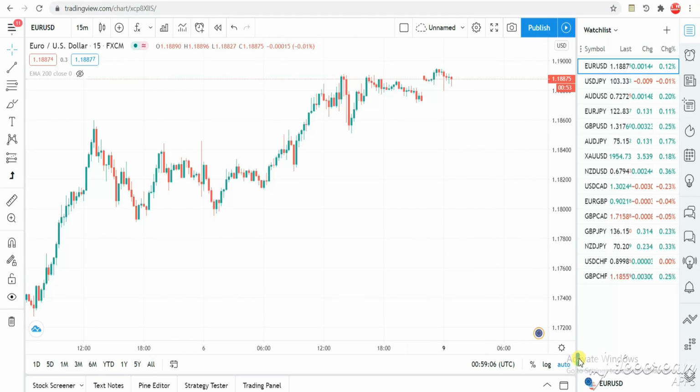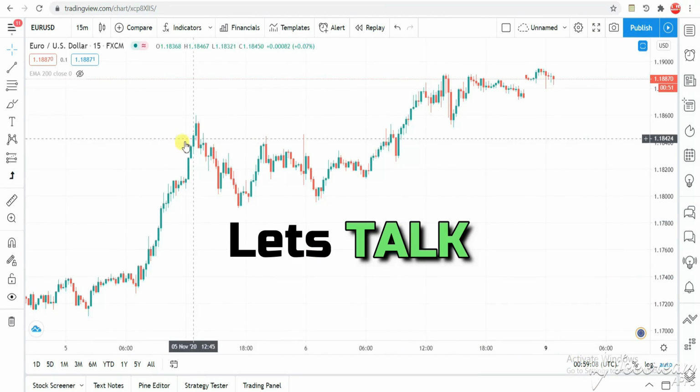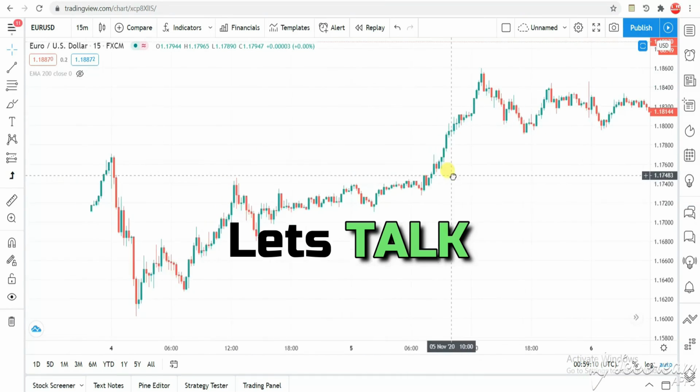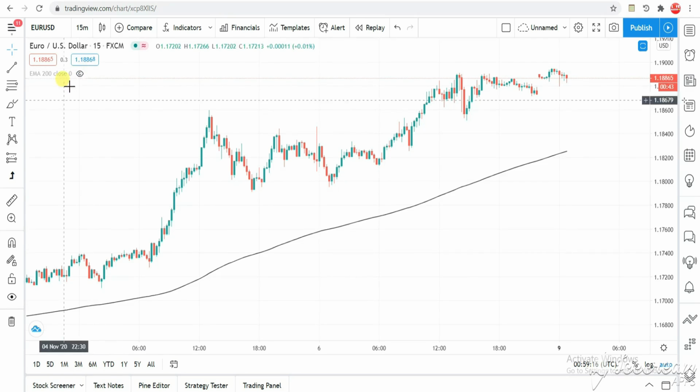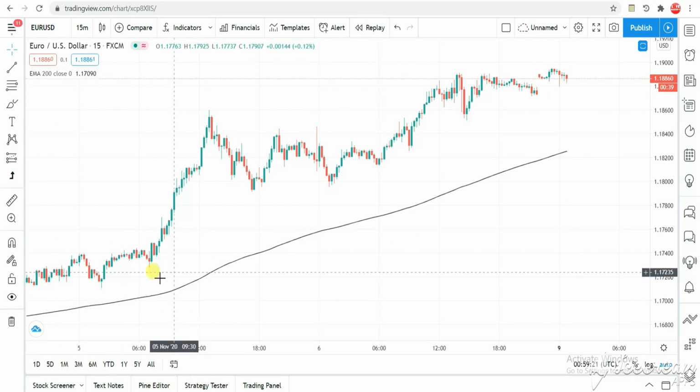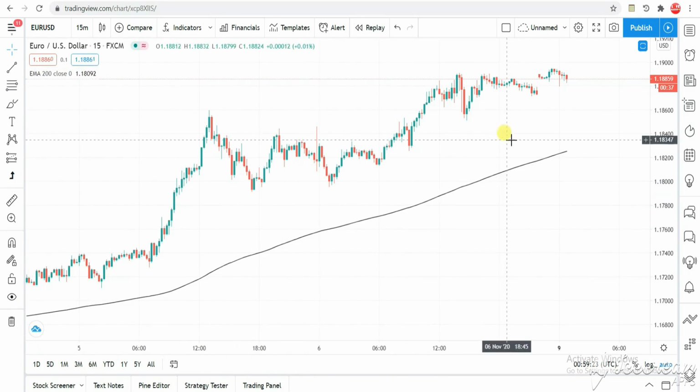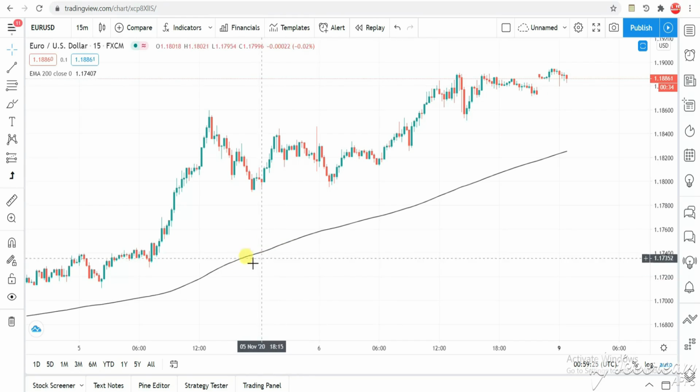Guys, let's talk. Looking at this chart, what are you seeing? I'm seeing an obvious uptrend. If you're new and you don't know what an uptrend means, just put this 200 period exponential moving average line on your chart. As you can see, the market is clearly above the 200 exponential moving average line on the 15-minute time frame.